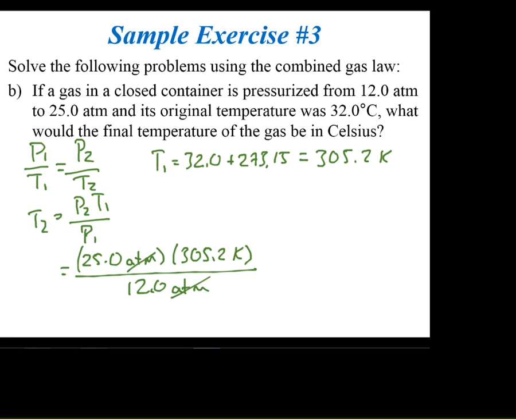Okay, atmospheres cancel. So what is it in Kelvin? I heard a few different numbers there. What is it in Kelvin? I got 636. So now I'm going to subtract 273 to get it back into Celsius. Roughly 363. Is that what you got?